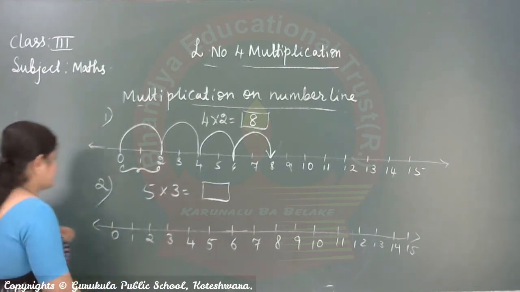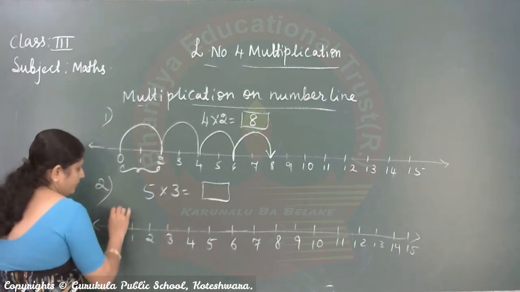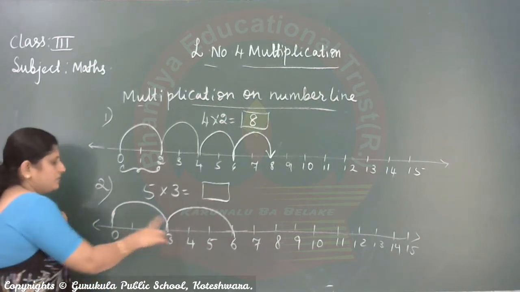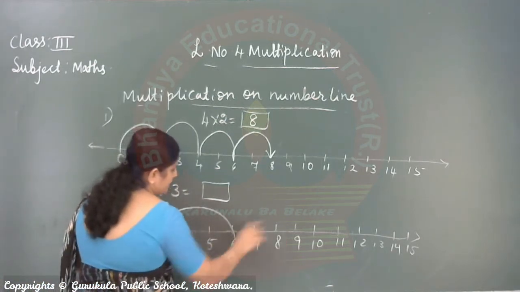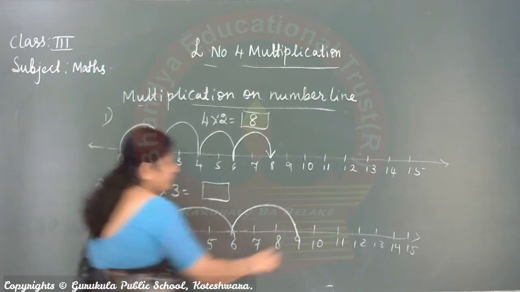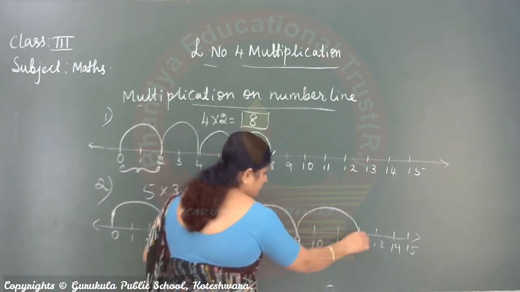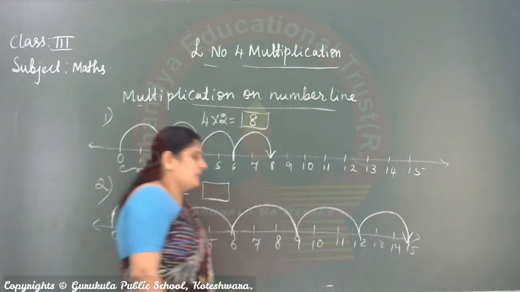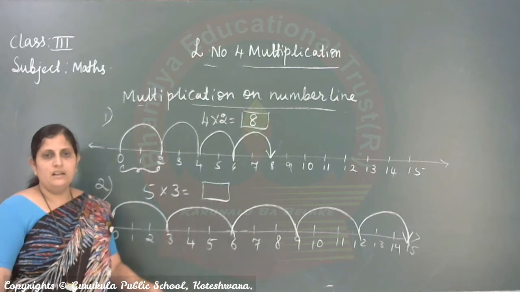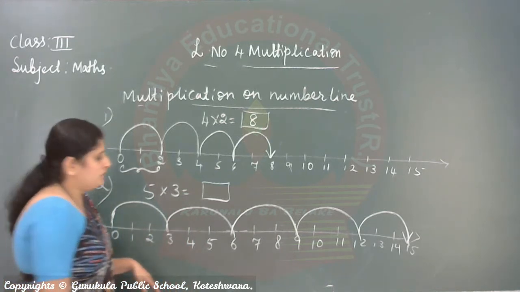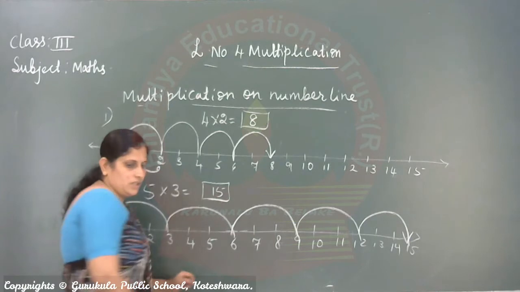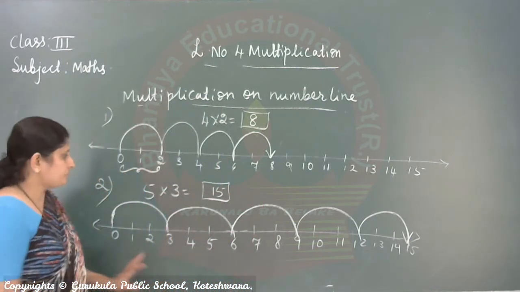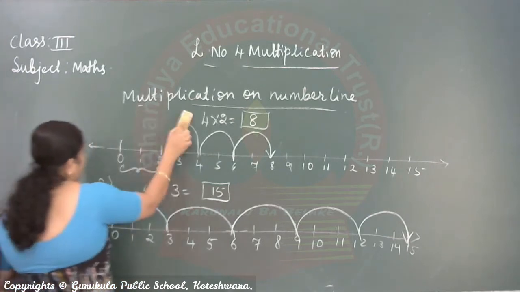5 jumps, 3 steps. 1, 2, 3 steps. 1 jump, 2 jump, each with 1, 2, 3 steps. Third jump, 1, 2, 3 steps. Fourth jump, 1, 2, 3 steps. Correct? So, where are we reaching now? 5 threes are how much? 15. Correct? 5 threes are 15.